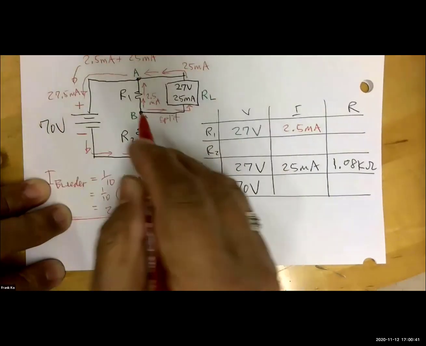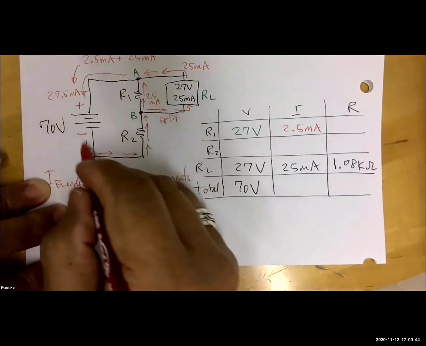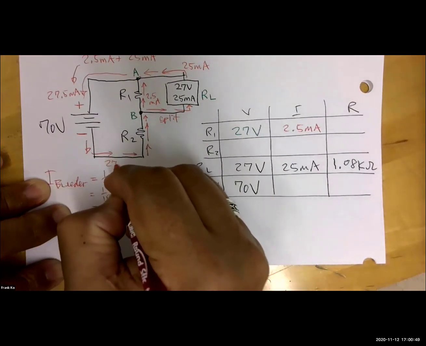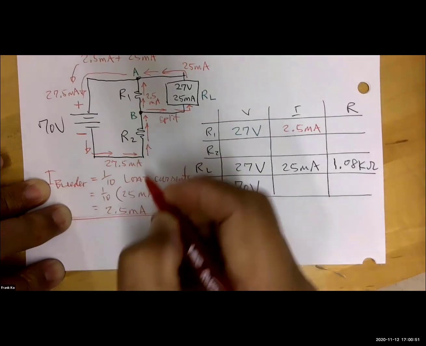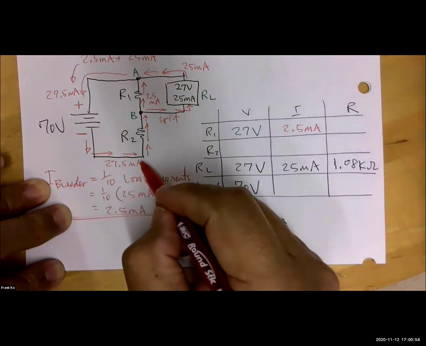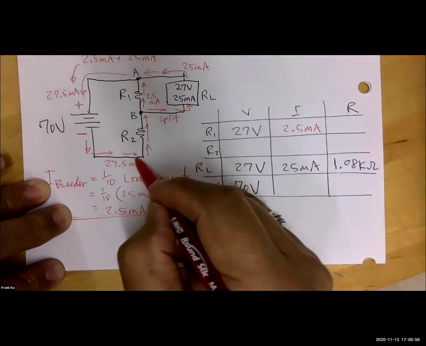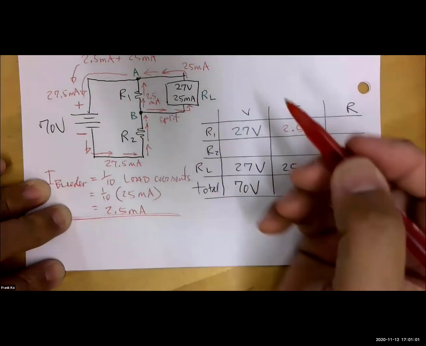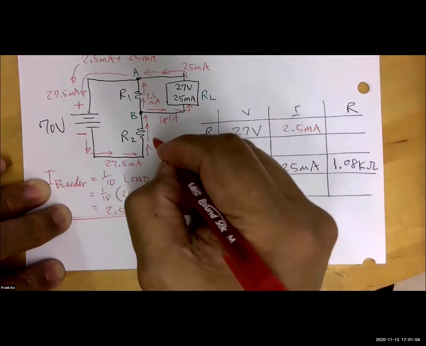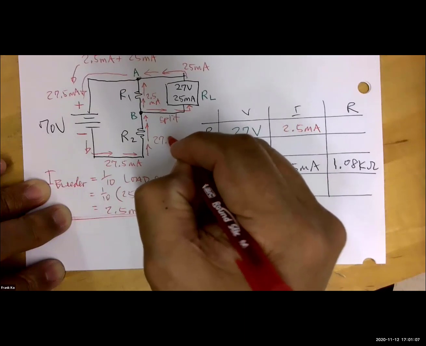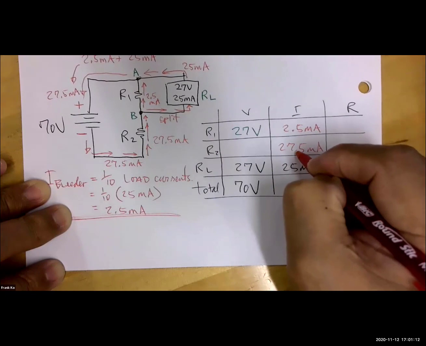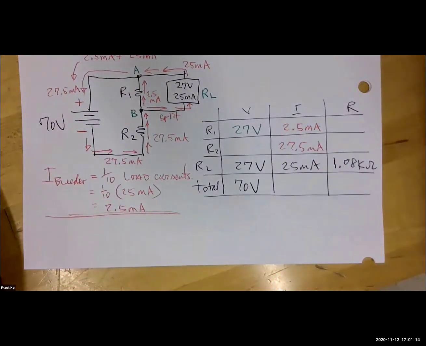27.5 milliamps. So if this is going back to the source, isn't this also the current coming out of the source? And isn't this the same current that is flowing through R2? Because it doesn't split before R2, the current splits after R2. So we know that IR2 must also be 27.5 milliamps. So that's what helps us fill in that particular cell.